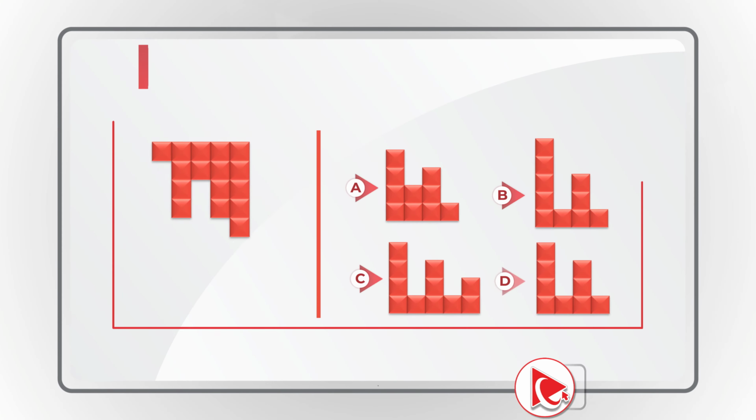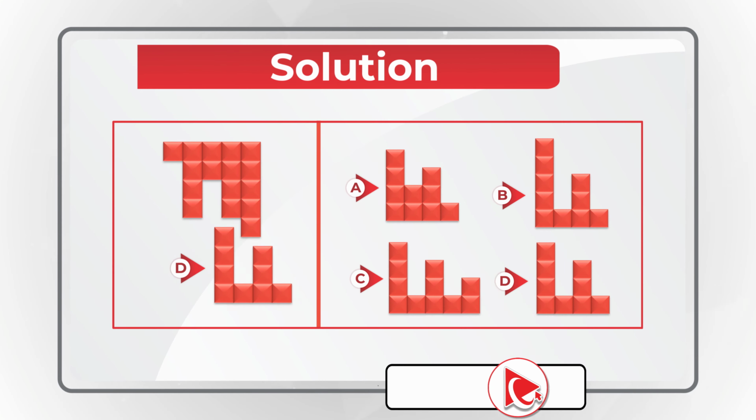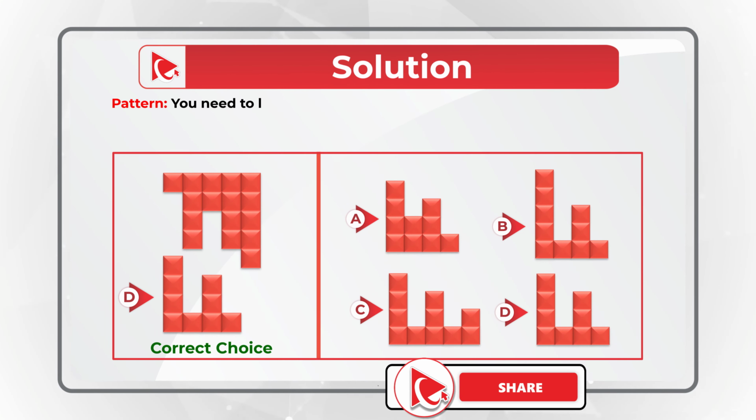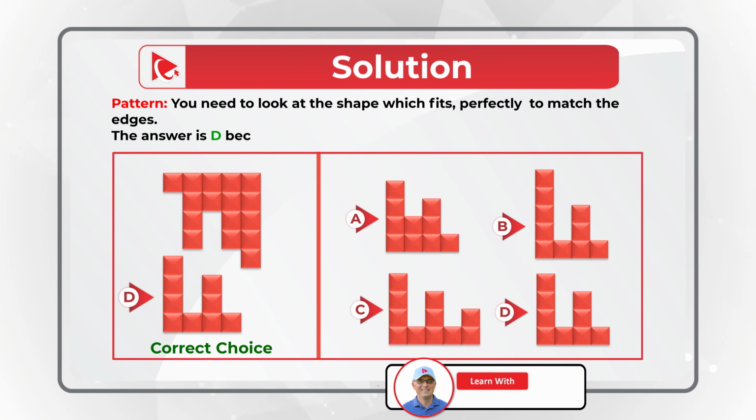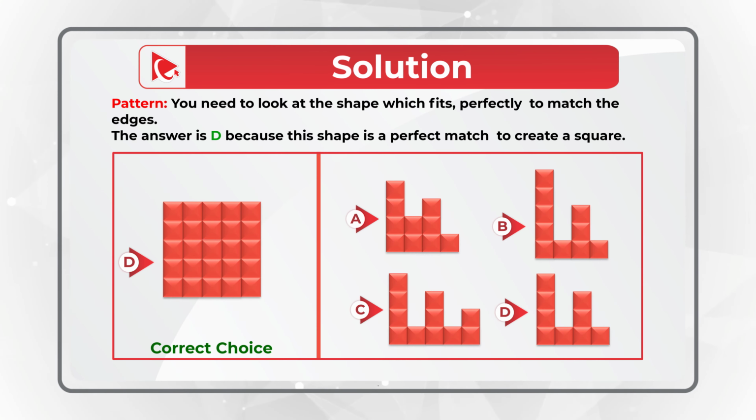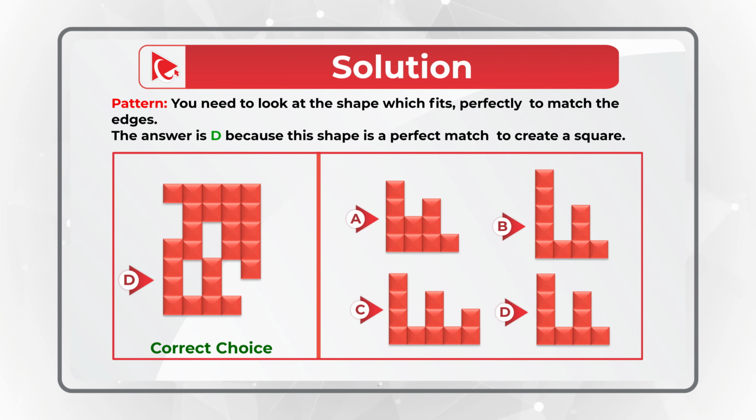As you might have figured out, the correct choice here is choice D. And to get to this answer, you need to look at the shape, which fits perfectly to match the edges. Since this is the 5 by 5 square, choice D is the perfect shape, because it matches perfectly to create a full square. Hopefully you've nailed this question on your own and now know how to answer similar problems on the test.